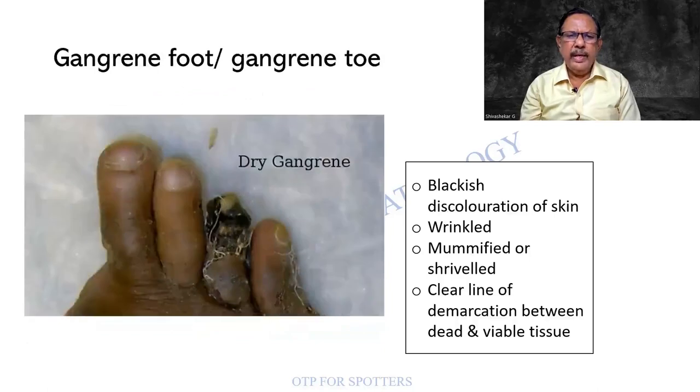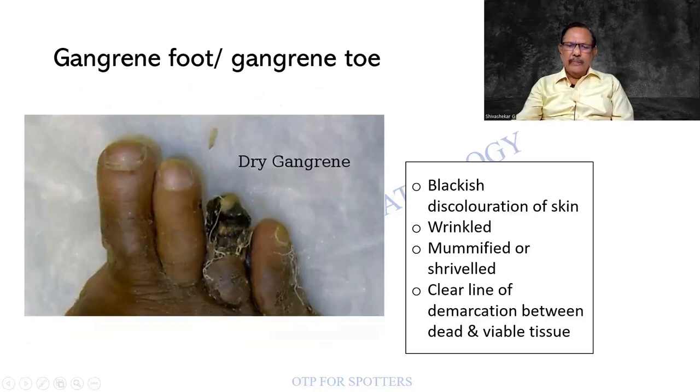And sometimes we can have a digit alone. This alone can be kept for you in your department. So here there is a gangrene, there is a viable portion. These digits appear relatively normal. So it is a gangrene of the toe.